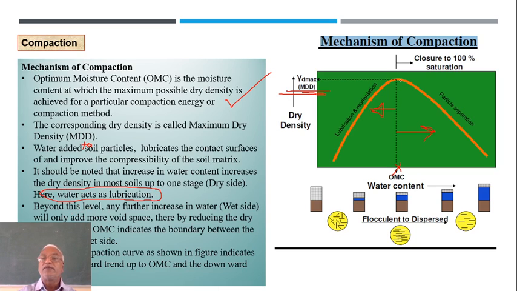Now beyond this level, beyond this particular vertical line, once the water content is increased, any further increase in water, on the wet side, will only add more void space, thereby reducing the dry density. Hence OMC indicates the boundary between the dry side and the wet side. The boundary between dry side and wet side is nothing but OMC. Hence the compaction curve as shown in the figure indicates the initial upward trend up to OMC and a downward trend afterwards.